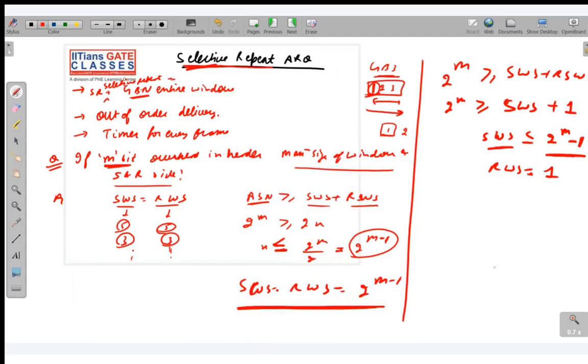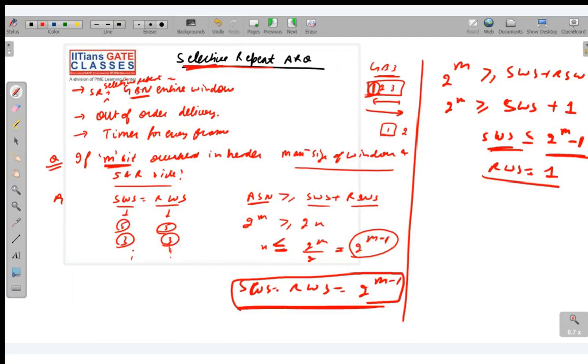This is a very important point, and this question has been asked in GATE many times. So in Selective Repeat, sender window size and receiver window size are both equal to 2 power m minus 1, but in Go Back N, sender window size is 2 power m minus 1 and receiver window size is 1. Any doubt here? No, sir. Okay.